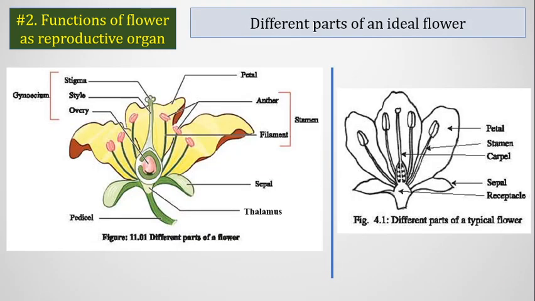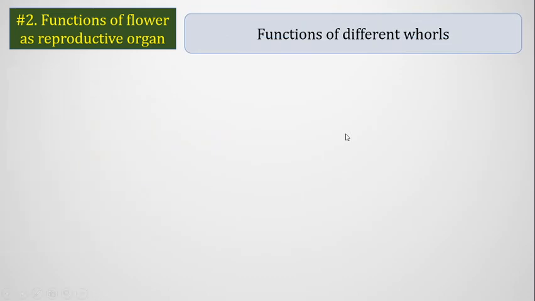So that is the figure in your book, the left one, and the right one actually comes from the class 8 book. For drawing purposes, I suggest you draw the right figure, which you have studied and practiced in class 8. That is ideal for you to draw. The left one is somewhat complex to draw, so I would recommend the right one. So we know that an ideal flower contains 5 parts. Now we will discuss the functions of the different parts.